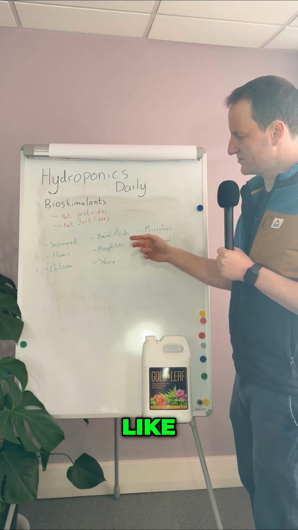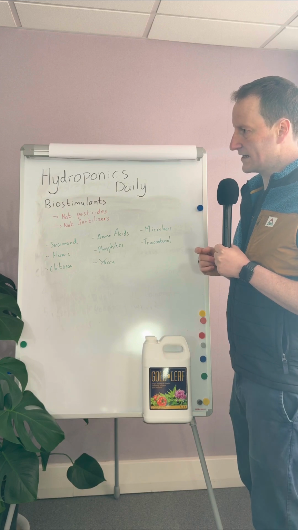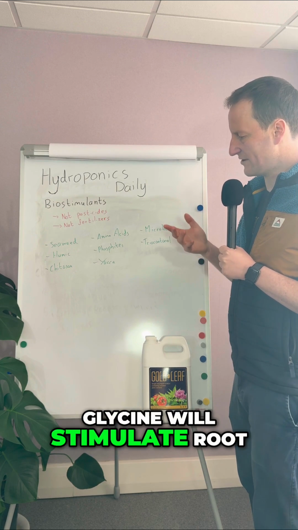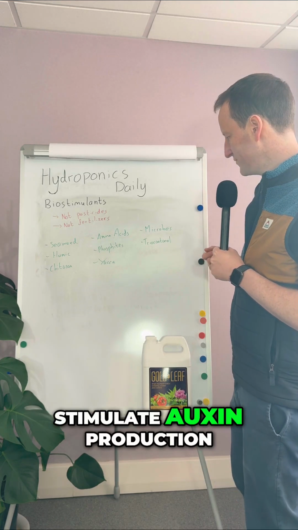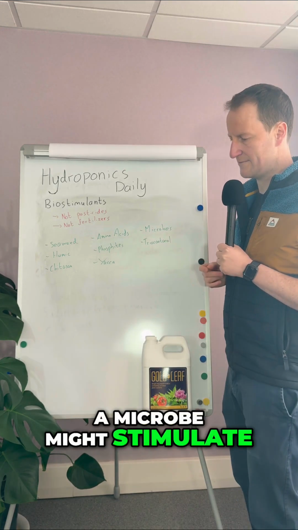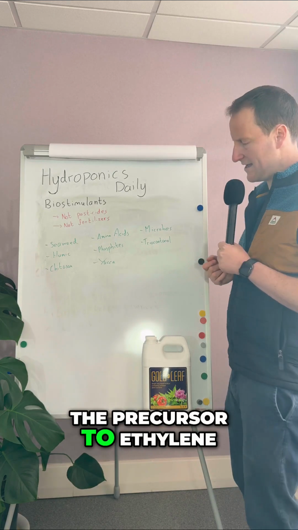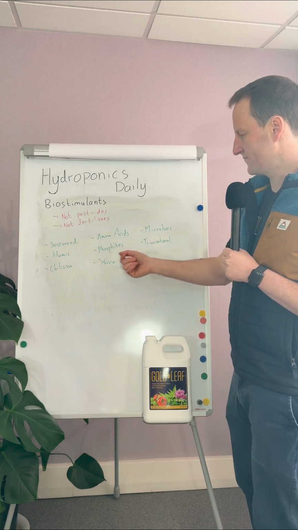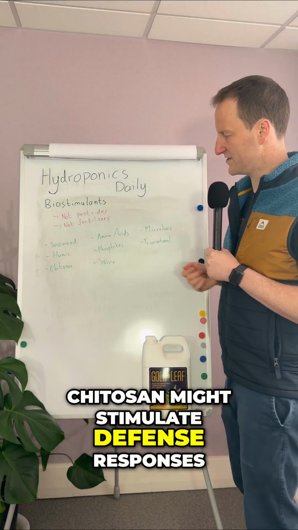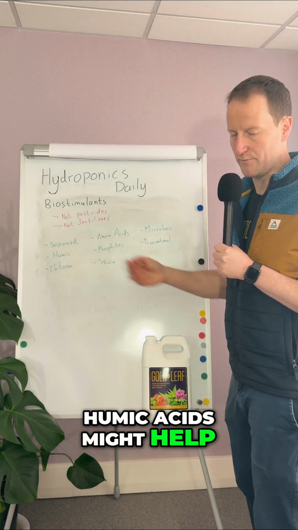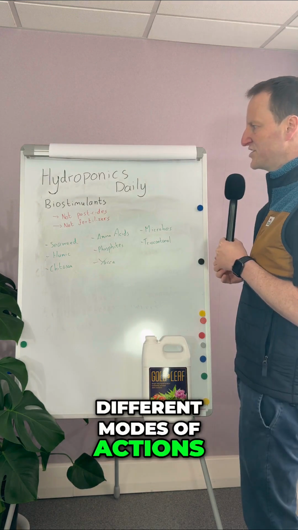So something like an amino acid like glycine will stimulate root growth, and tryptophan will stimulate auxin production. A microbe might consume ACC, the precursor to ethylene. Yucca extract might open up the growing media. Chitosan might stimulate defense responses. Humic acids might help with the absorption of nutrients, things like that. So there's loads of different modes of action for biostimulants.